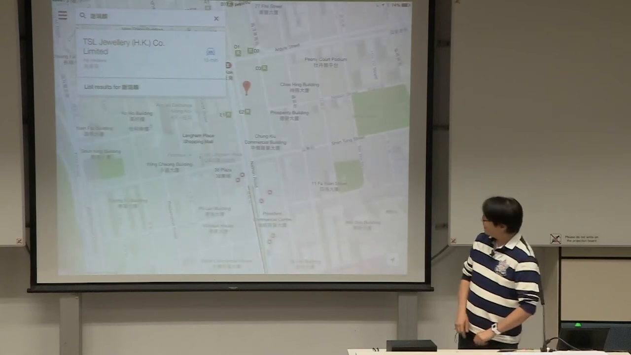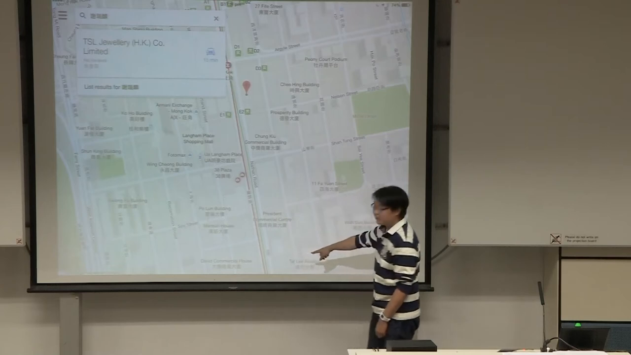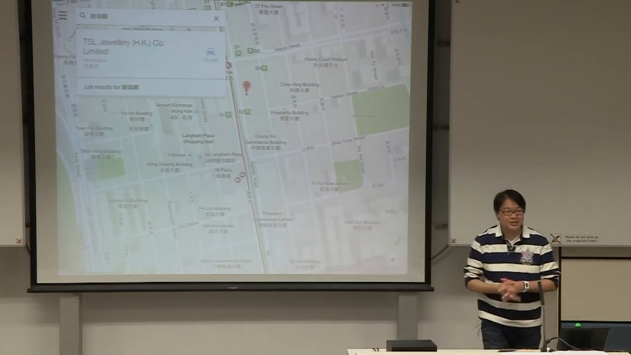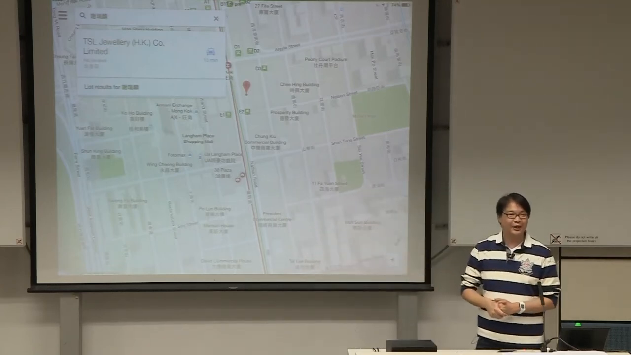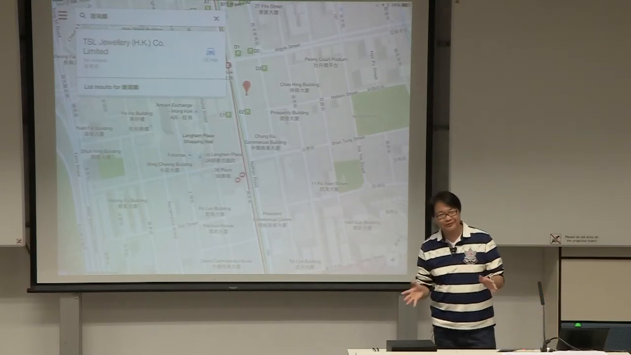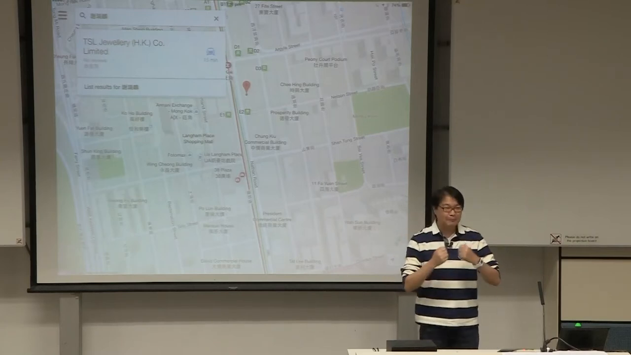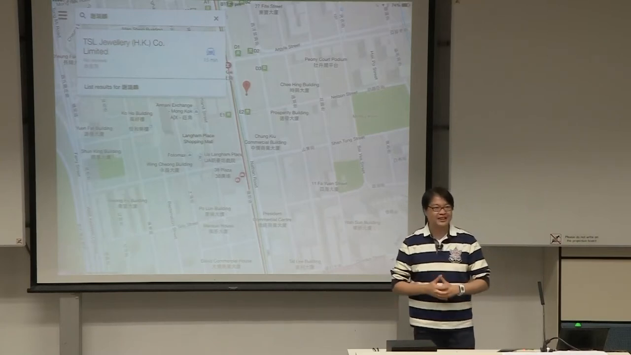This sector, from Admiralty to about Yau Ma Tei, is actually the most expensive per square foot rental in the whole world. If retail is about location, this is very, very expensive. You need to go there, and then you need to bid for each small square foot and so on.